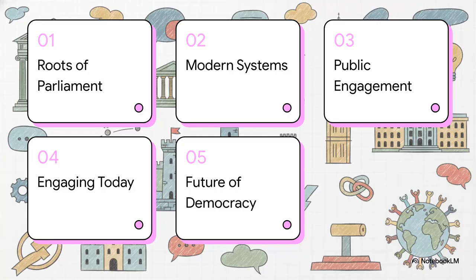So here is our chronological journey for today. First, we'll look at the roots of the parliament. Second, developing the modern system. Third, the public engagement imperative. Fourth, how parliaments engage today. And fifth, the future of democracy. We're traveling from ancient history straight into the tools you can use to influence your government right now.